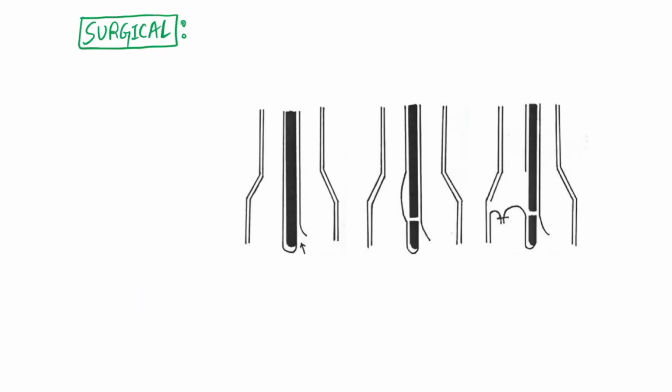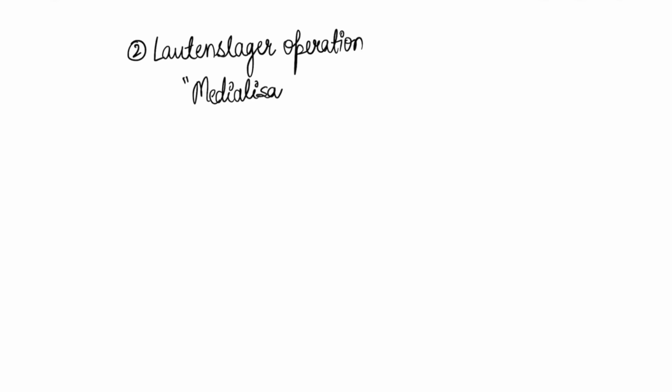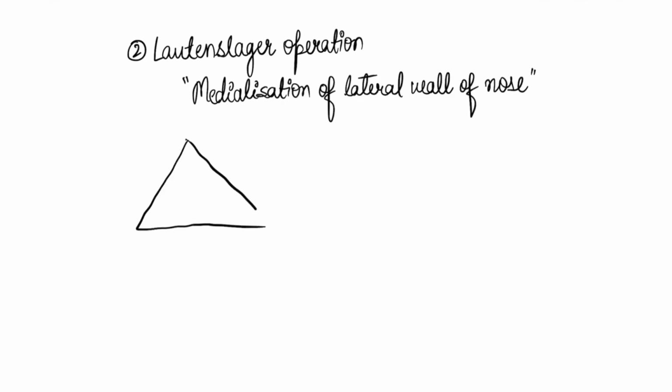So next we are going to discuss the surgical management. There are two operations. The first one is the modified Young's operation. Here partial closure of the nostrils is done that leads to decreased formation of the crust, and the other we have is the Lautenslager operation. In this, what we do is medialization of the lateral wall of the nose, which resolves the problem of the roomy nasal chamber, as you can see in the picture.